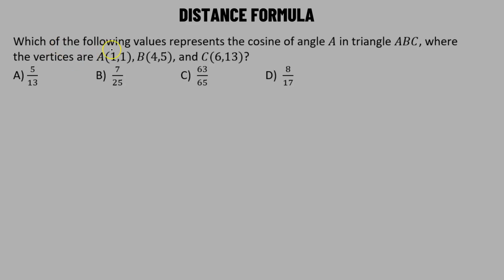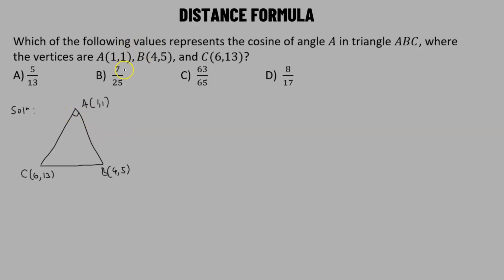So in this problem, we need to find out the cosine of angle A in a triangle ABC, whose coordinates of the vertices are provided to us. So let us begin. Here we have the triangle A, B, and C. A has the coordinate value (1, 1). Then B has the coordinate value (4, 5). And then we have the vertex C with coordinate (6, 13). Our goal will be to find out cosine of angle A here.